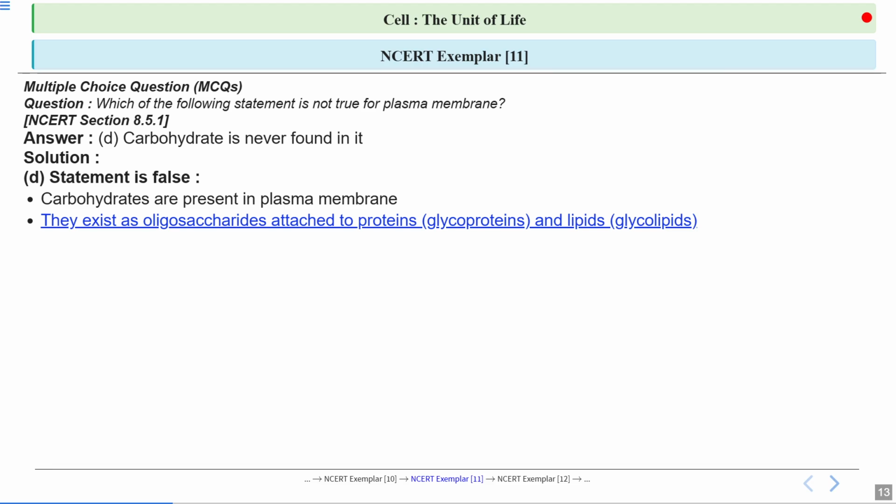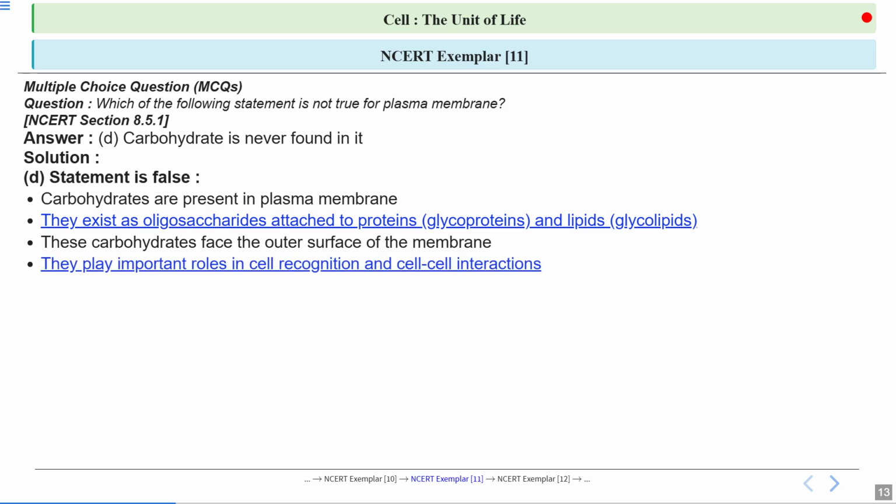And that is why this whole structure, glycoprotein and glycolipid, is called oligosaccharide. Okay. So do remember, the outer surface of the membrane has glycoprotein and glycolipid, sometimes the inner side also. So these carbohydrates face the outer surface of the membrane. Yes, I told you that majorly these glycoproteins and glycolipids are attached to the outer surface of the membrane.